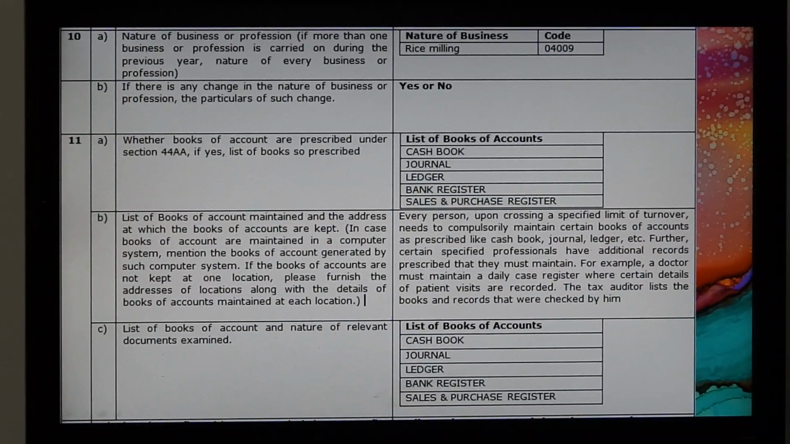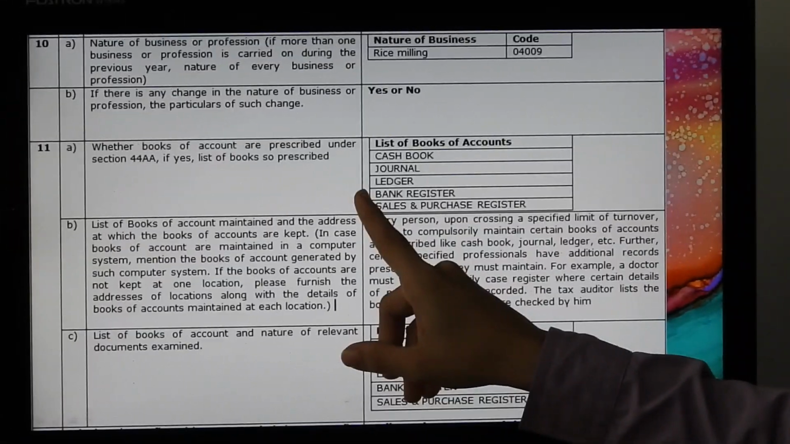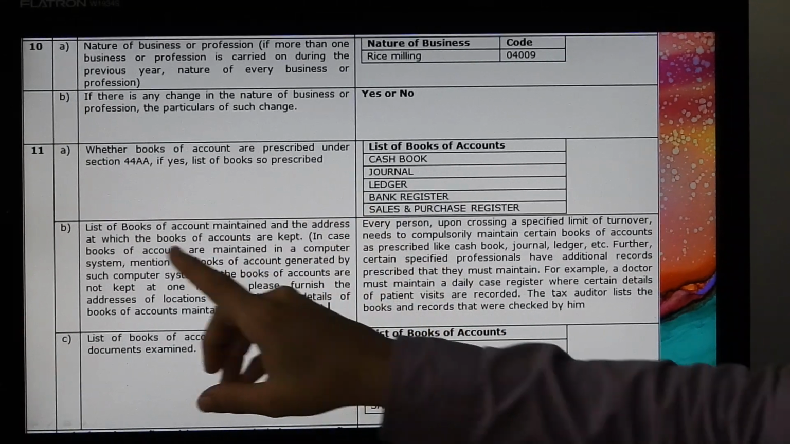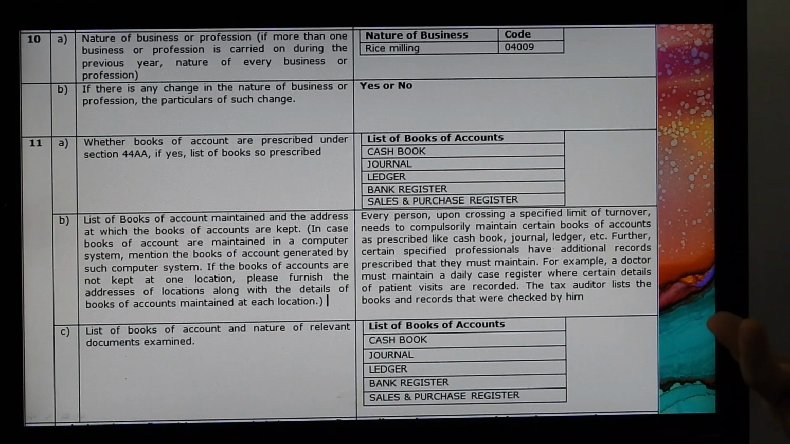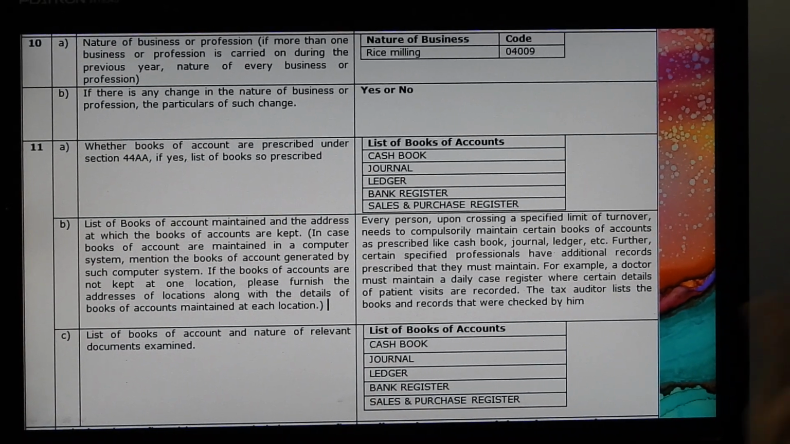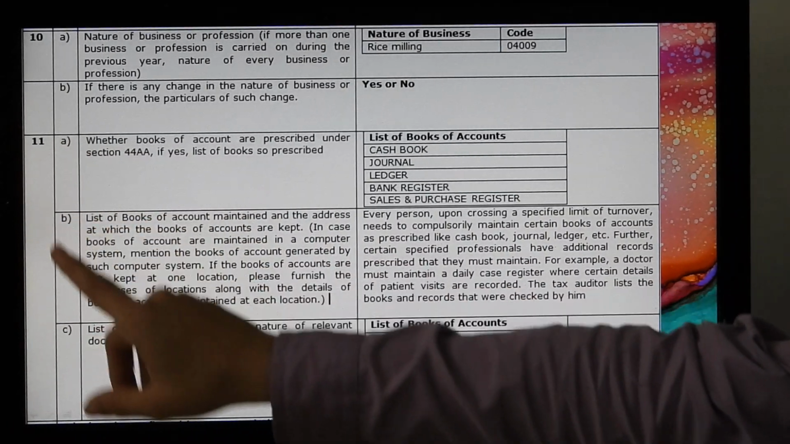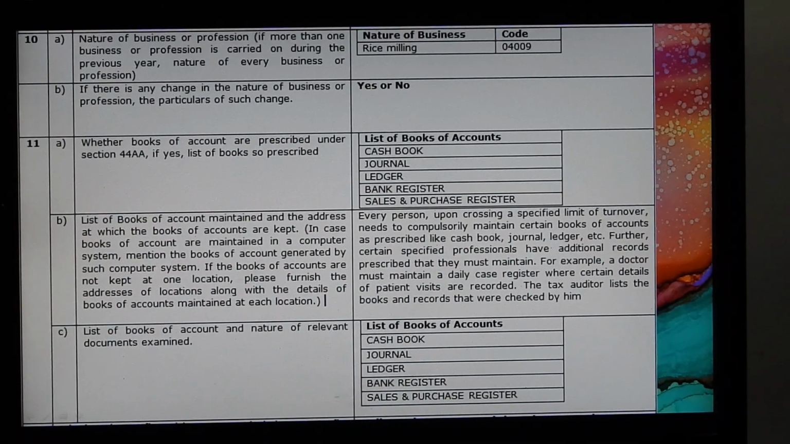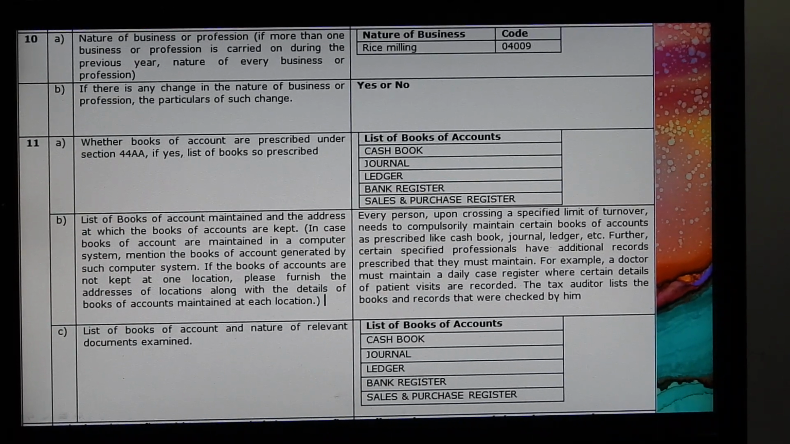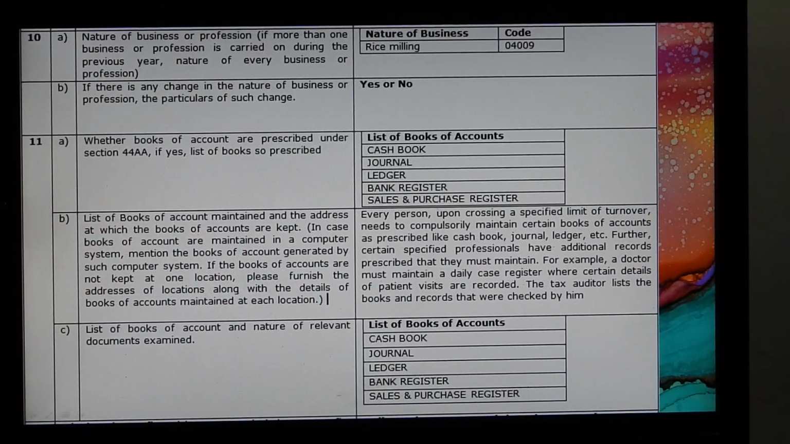Clause 11a. Which books of accounts have been maintained by the assessee? You need to mention all the books of accounts that have been maintained. Then clause 11b says where the books of accounts have been maintained, that is, the address of the books of accounts. Clause 11c is a very important clause because we need to mention which books of accounts have been audited by the auditor and which documents have been examined by the auditor. It may lead to documentation issues.